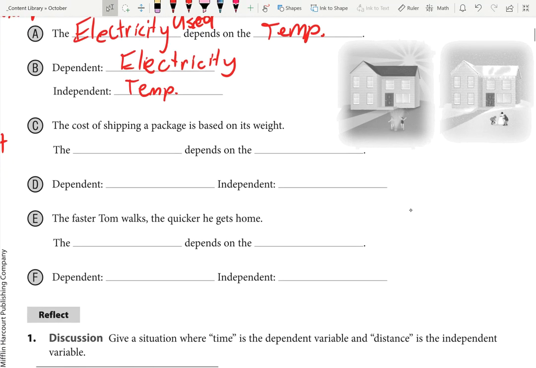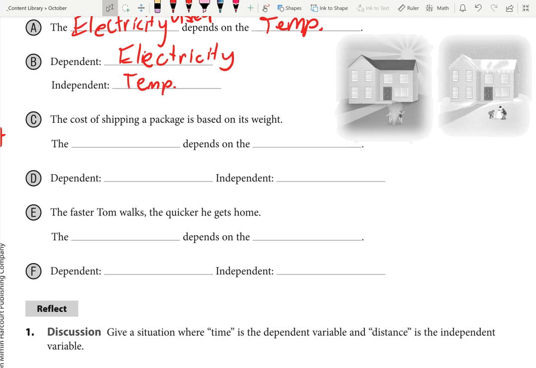The cost of shipping a package is based on its weight. So in this case, the dependent variable is the cost of shipping. The cost is going to depend on the weight of the package. The cost depends on the weight of the package. So our dependent variable is cost, and our independent variable is weight.